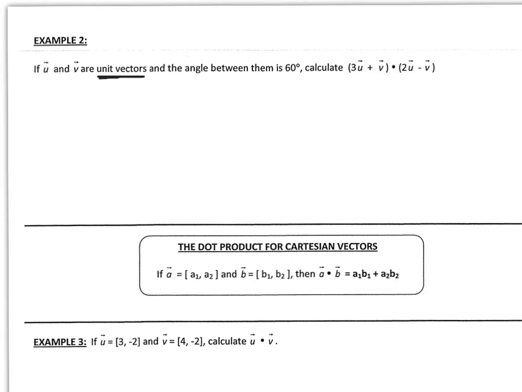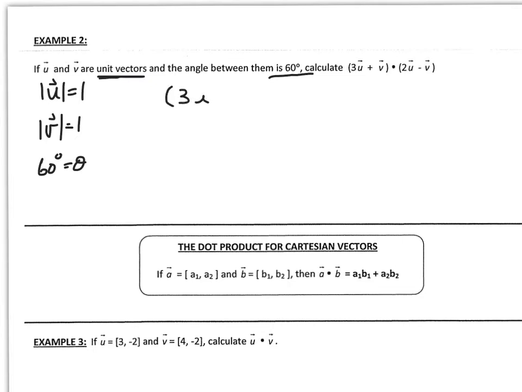So that means that the magnitude of u is equal to 1, and the magnitude of v is also equal to 1. Okay, so that's what unit vectors mean. And then 60 degrees is the angle between the two. Okay, so we've got that, and that's what our theta equals. Okay, and now we can take a look at how we work with these algebraically.